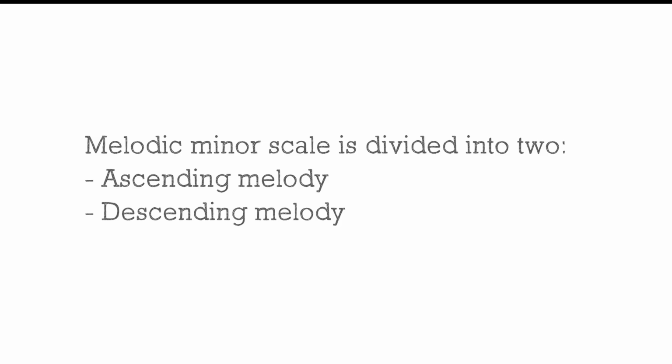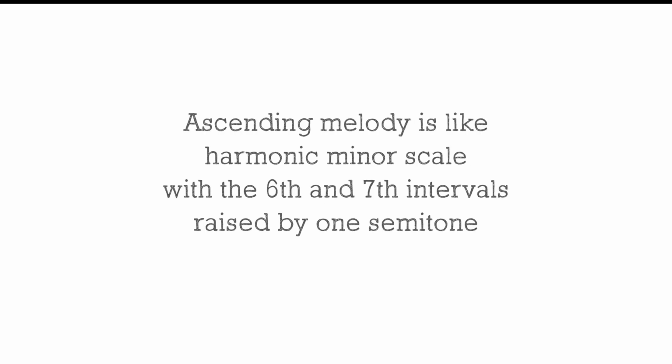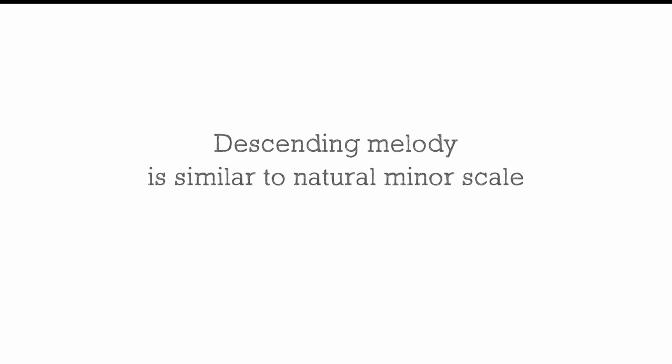Melodic minor scale is divided into two, ascending melody and descending melody. Ascending melody is almost similar to harmonic minor scale with the sixth and seventh intervals raised by one semitone. Descending melody is exactly similar to the natural minor scale. It looks like this.